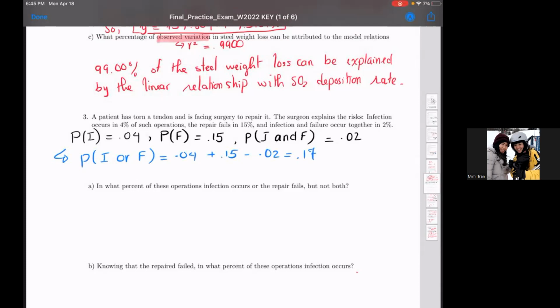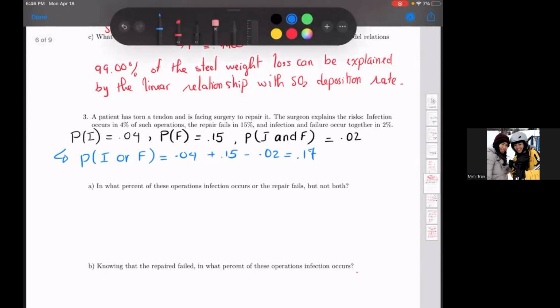Okay, so that's a summary, right? What percent of these operations have infection occur or the repair fail? So infection or failure, but not both. This one is a little bit tricky. If you don't understand it right away, draw it out. I had to draw it out, especially because English is not my first language.